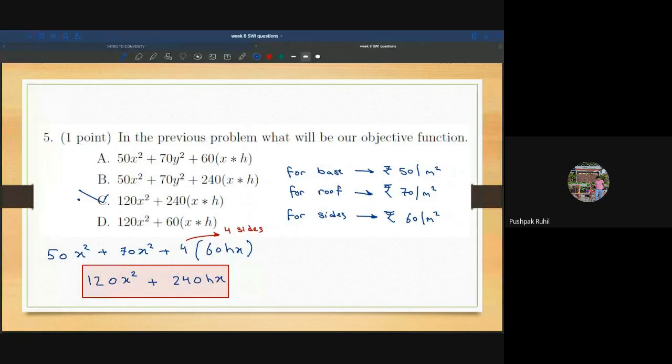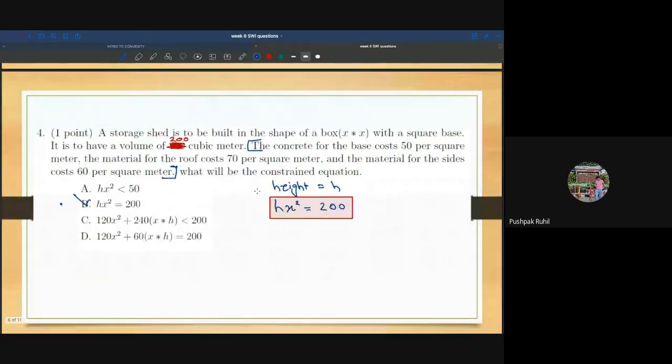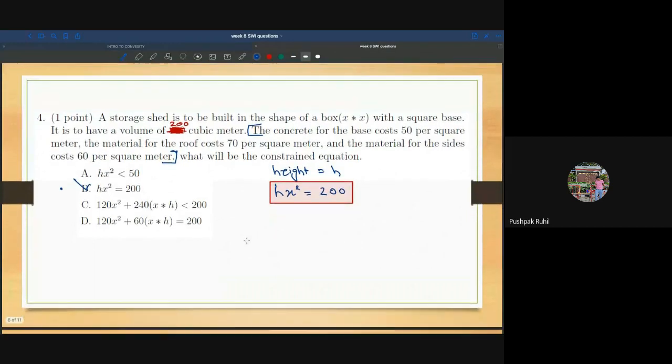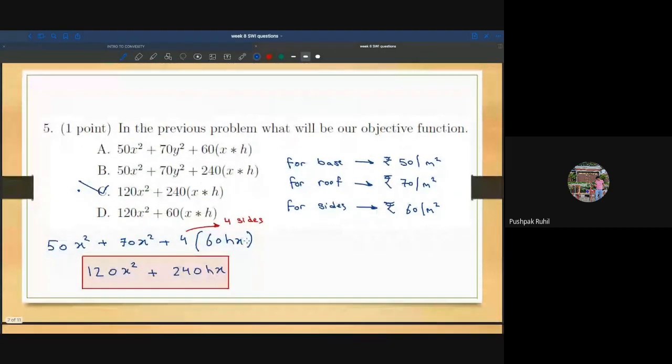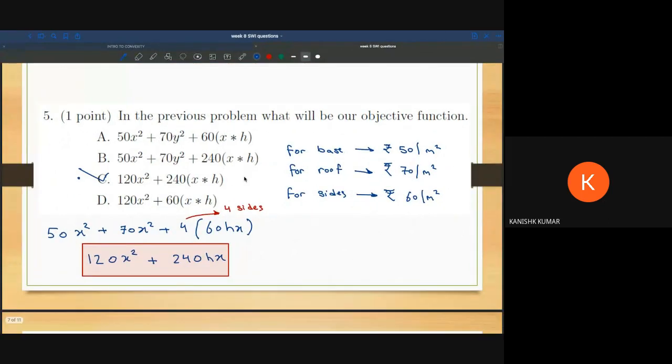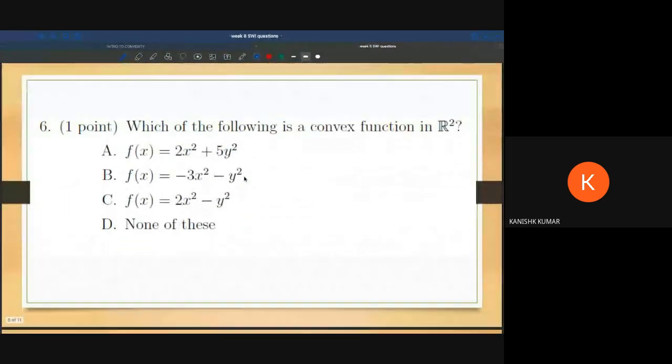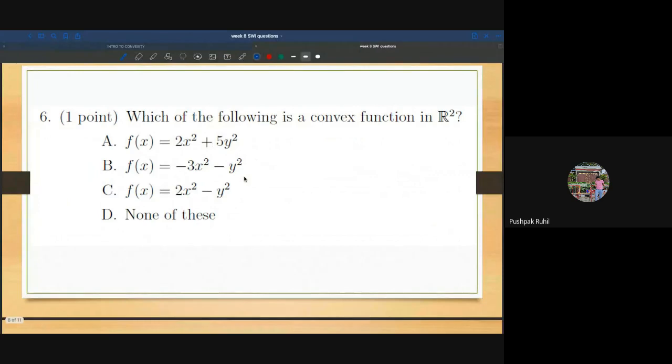I hope this is clear to everyone. Both the parts, fourth question and the fifth question. Yes, sir. All right. Okay. So the next question is, which of the following is a convex function in R2?